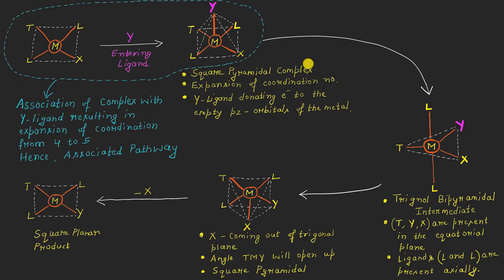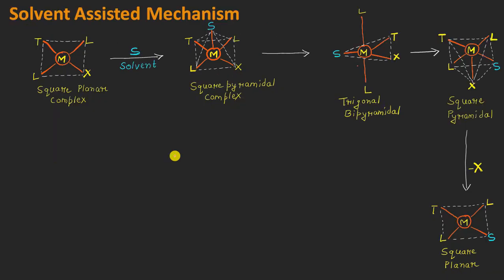So once again, just have another look at the mechanism which we just discussed, and I want to show here that the association of this complex is taking place with the Y ligand, resulting in the expansion of the coordination from 4 to 5. Hence, it is an associative type of pathway, right? And now it is time to talk about the solvent-assisted mechanism, the second term of the rate law, and it is linked with this kind of mechanism here, in which the solvent will be playing an important role, right?